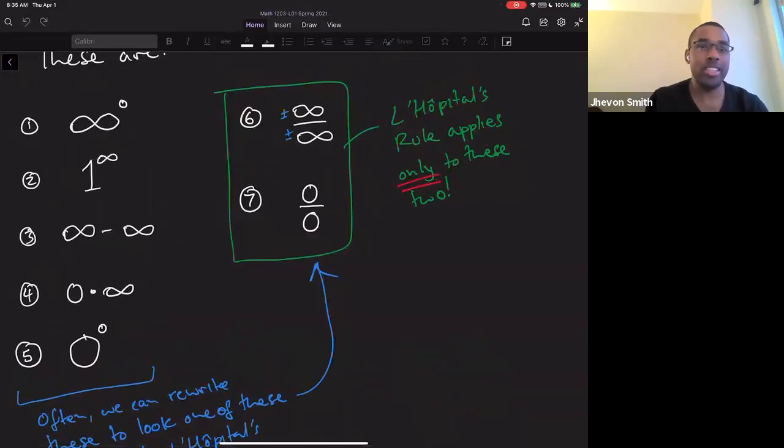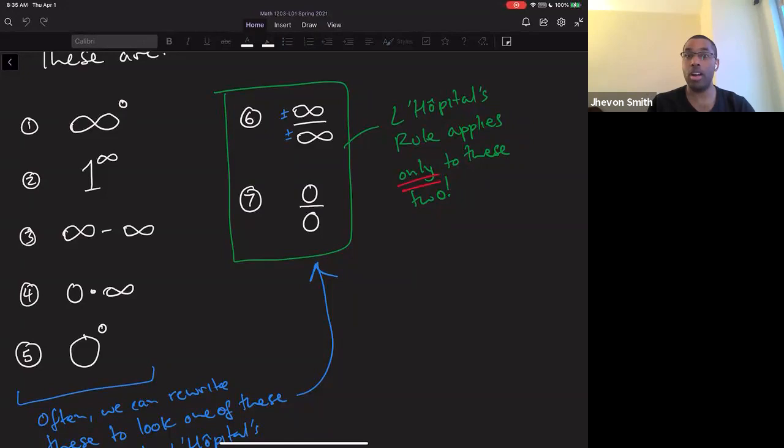Things like infinity to the zero, 1 to the infinity, infinity minus infinity, 0 times infinity, 0 to the 0, infinity over infinity, 0 over 0. All these guys are kind of weird because in one sense you would think they're one thing, but in another sense you think they're something else. And you could never really be sure at face value. You had to do something else to be sure.